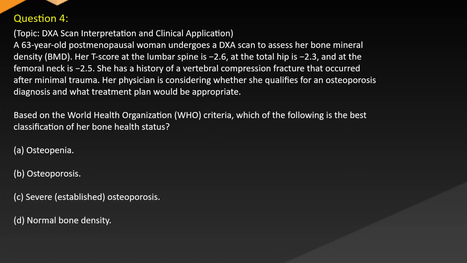Question 4. Topic: DXA scan interpretation and clinical application. A 63-year-old postmenopausal woman undergoes a DXA scan to assess her bone mineral density, BMD. Her T-score at the lumbar spine is negative 2.6, at the total hip is negative 2.3, and at the femoral neck is negative 2.5. She has a history of vertebral compression fracture that occurred after minimal trauma. Her physician is considering whether she qualifies for an osteoporosis diagnosis and what treatment plan would be appropriate.